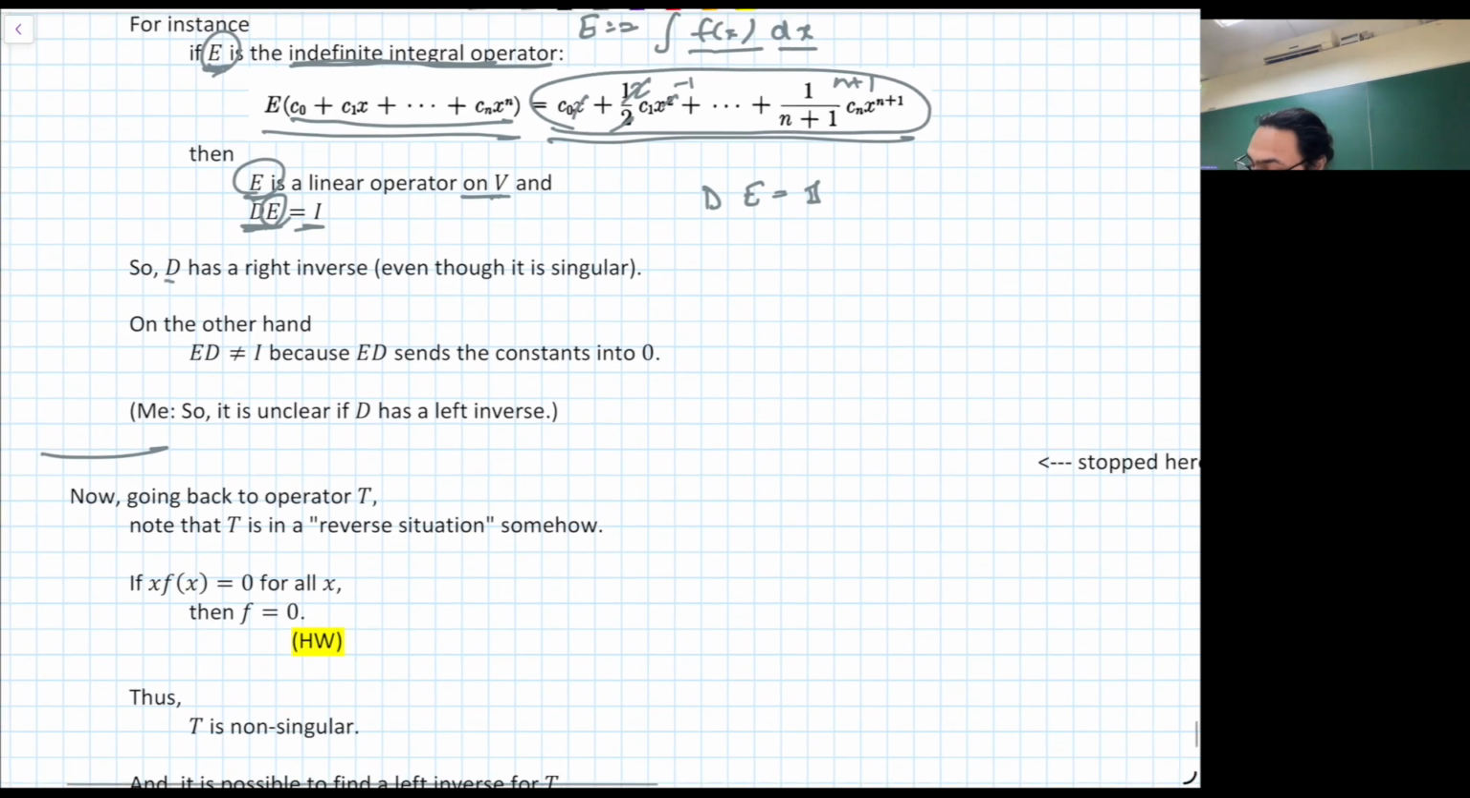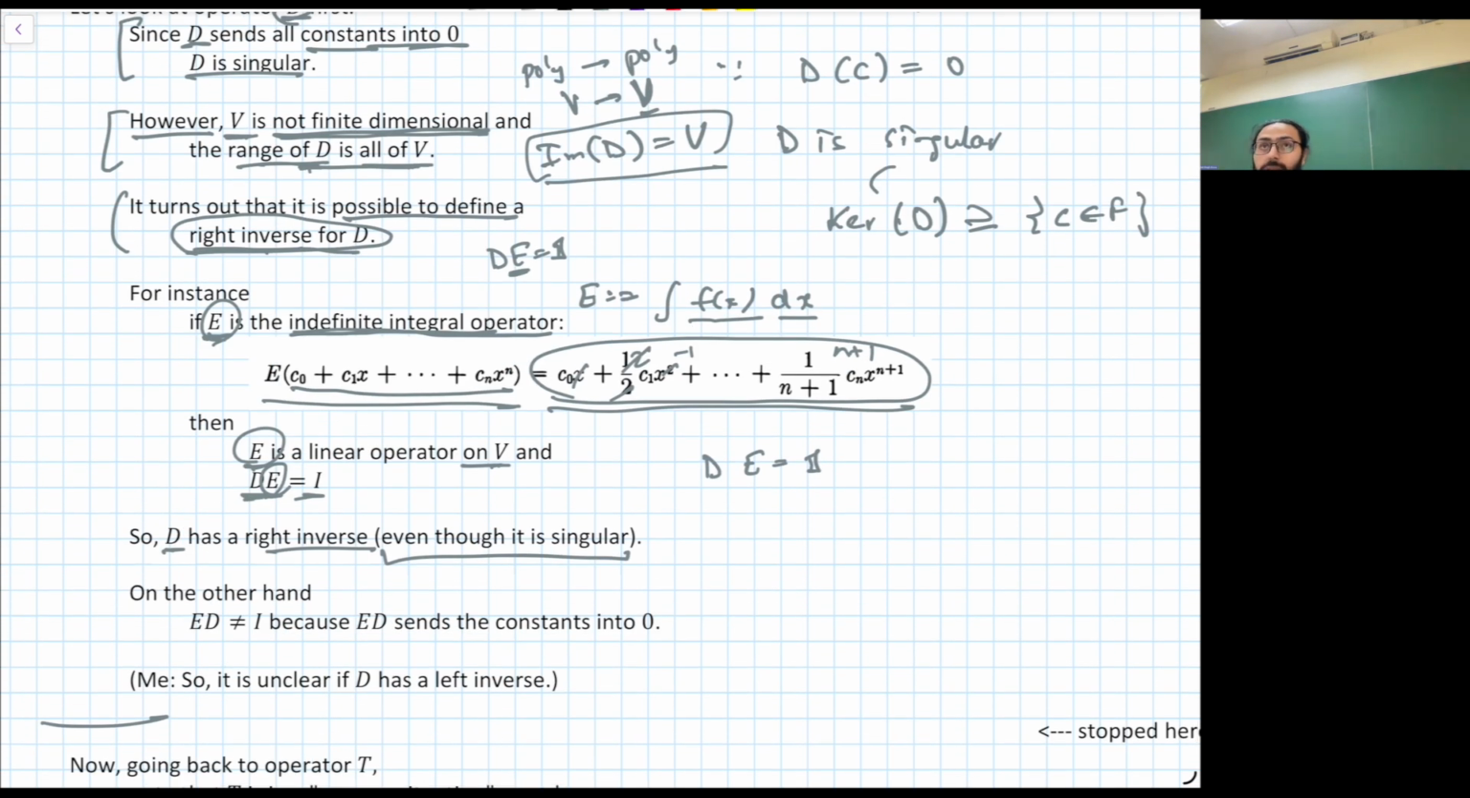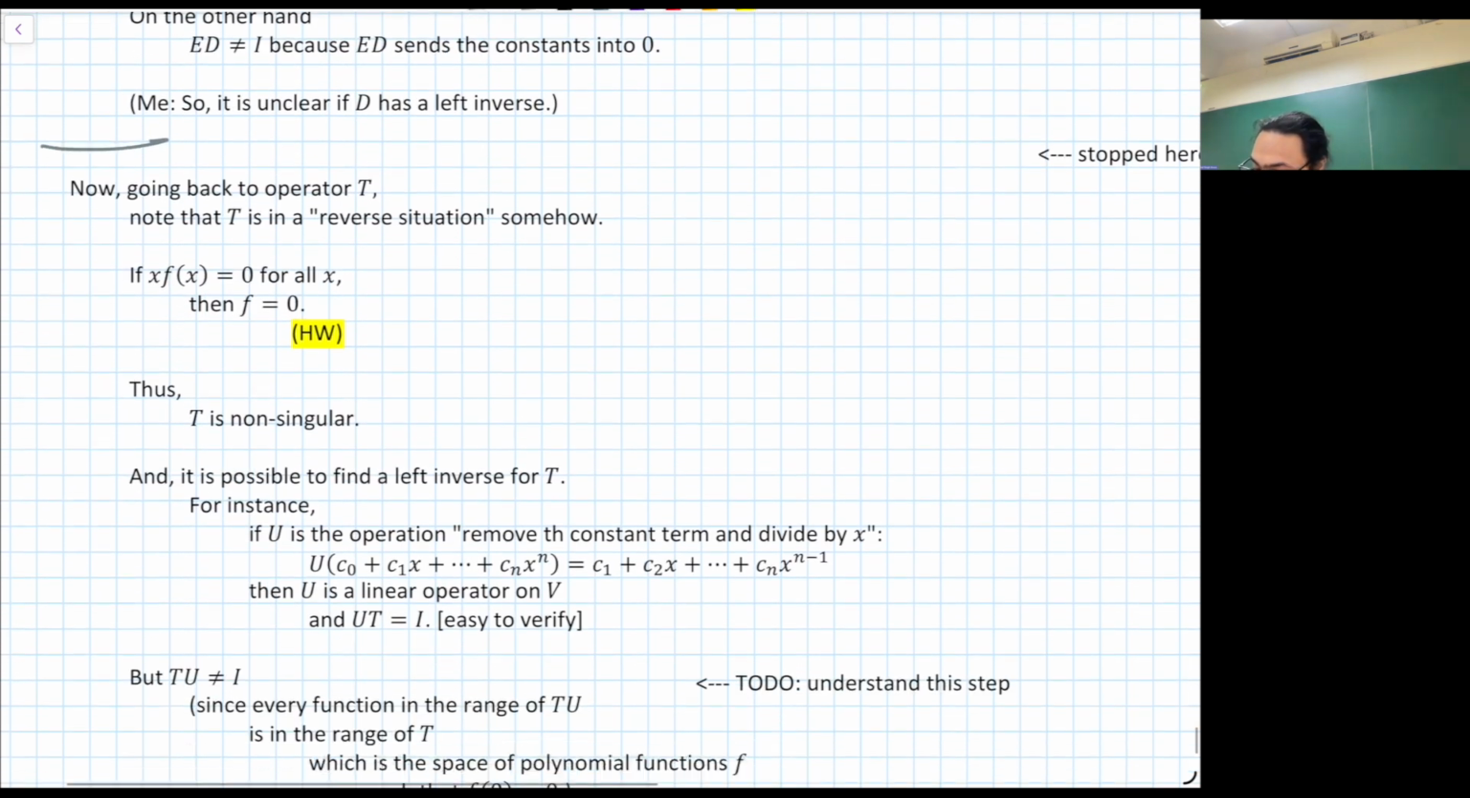So what is it saying? D has a right inverse. And the crucial thing was that this is surprising because it is the case even if D is singular, right? And that was the non-trivial part. So any questions about this? Fine, right? Okay. All right, so let's continue then.